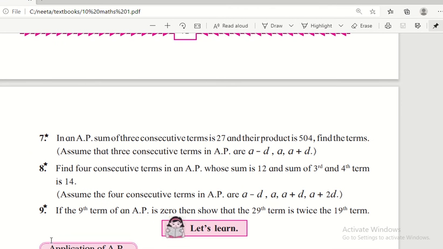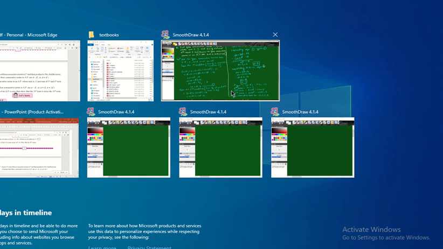Now see the next sum. If the ninth term of an AP is 0, here it is told that T9, the ninth term, is 0. Then we have to show that the 29th term is twice the 19th term. That is, the 29th term is double of what? The 19th term. And to show that means we have to prove that. Okay, so let's begin with the proof.